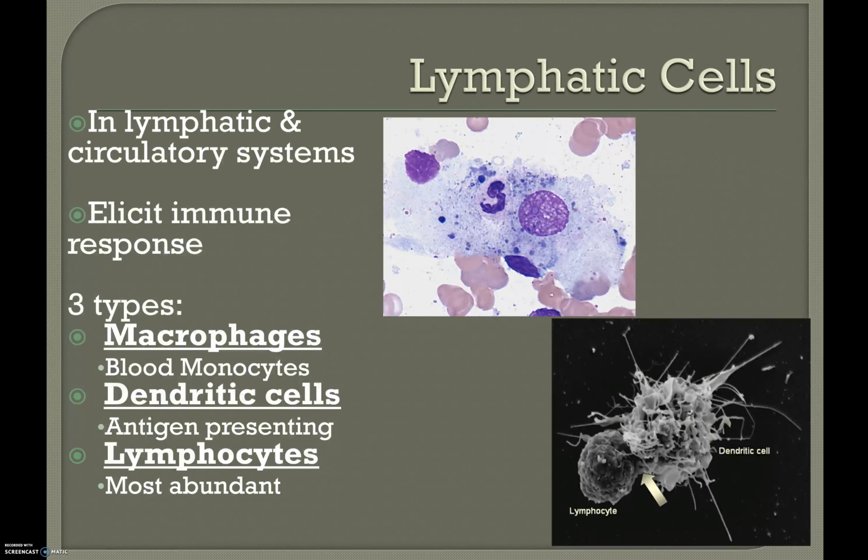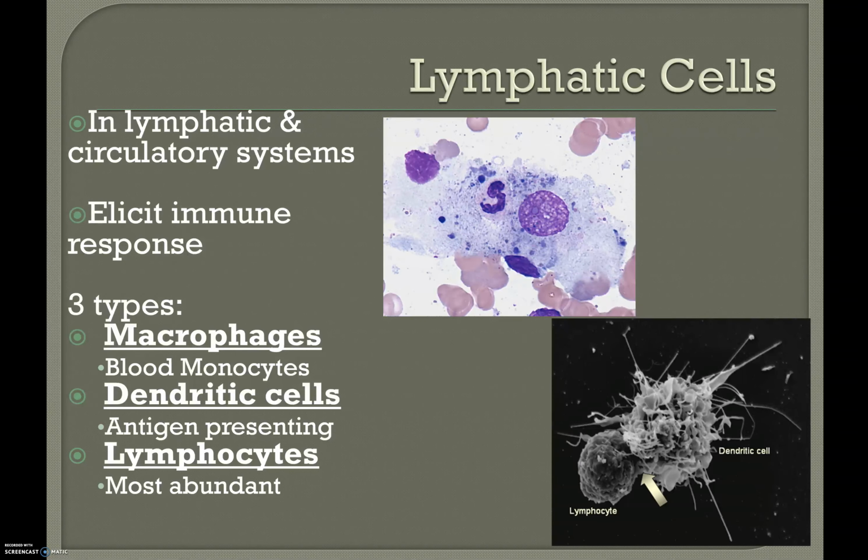Macrophages, we have talked about macrophages before. They come from blood monocytes and they perform something called phagocytosis, meaning they clean up debris and other dead materials. Dendritic cells, if you remember, we talked about these during the integumentary system.